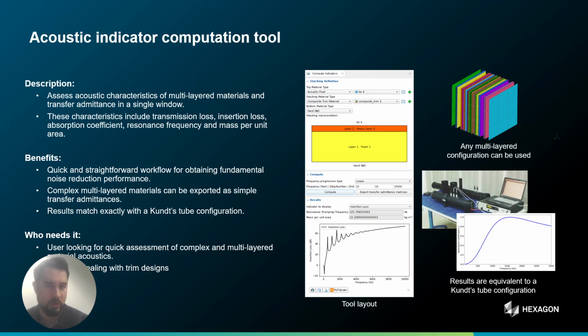This is really for the people who know a fair bit about defining their material properties, but want a simple and quick representation in their acoustic model. It'll give the same sort of indicators as you would get from a Kundt's tube experiment, so we're happy with how this one works and what it will unlock for engineers working with acoustic trim and isolation materials.